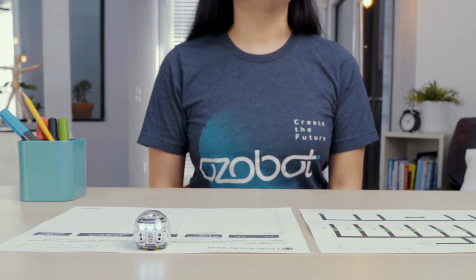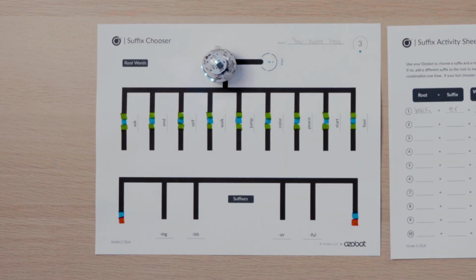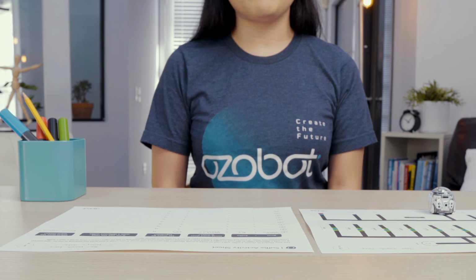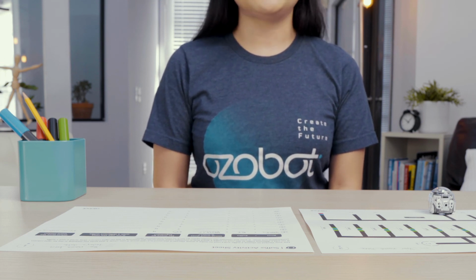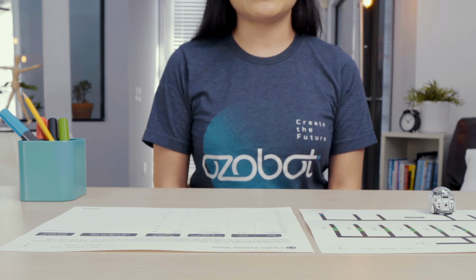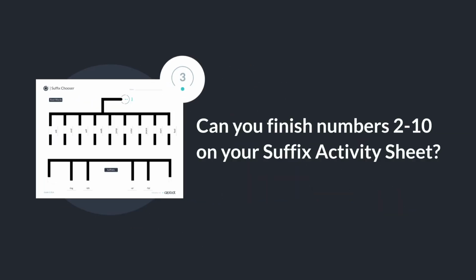Now you know what to do for numbers 2 through 10. Put your Ozobot on start and watch closely as it chooses some root words and suffixes. You only need to write the same combination of root word and suffix once. If your Ozobot chooses the same combination more than once, simply go back to start and choose another combination of root word and suffix. Can you finish numbers 2 through 10 on your suffix activity sheet?